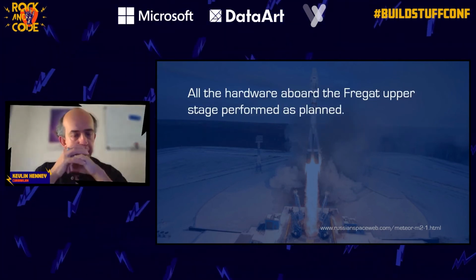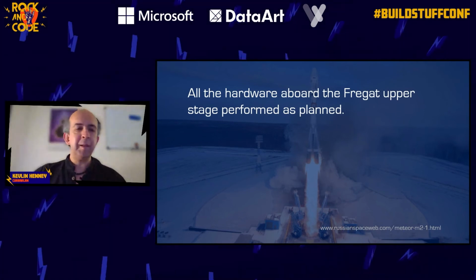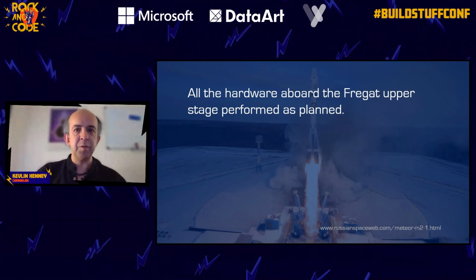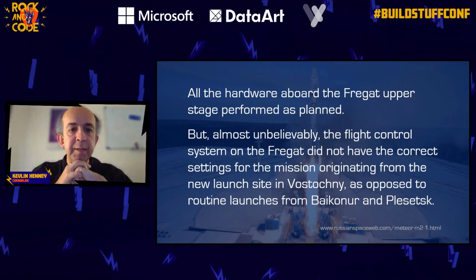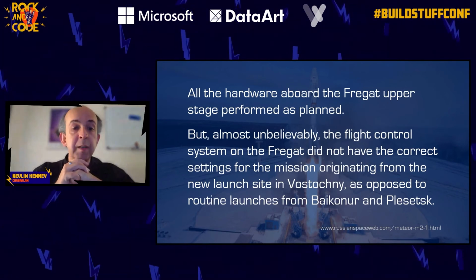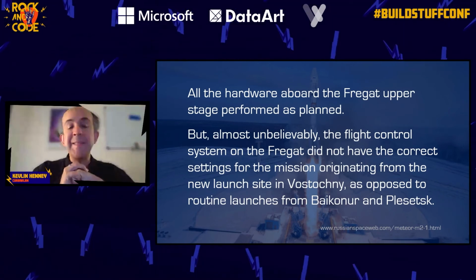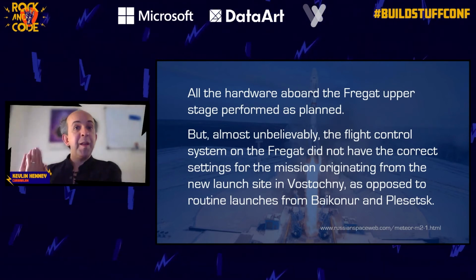And it turns out that all the hardware worked. Everything absolutely worked in the first two stages. Almost unbelievably, the flight control system on the Fregat did not have the correct settings for the mission originating from the new launch site in Vostochny. It basically had the old configuration, which was for launching from way, way west.